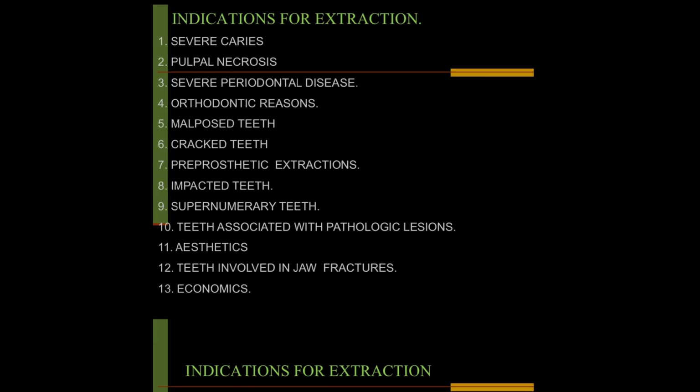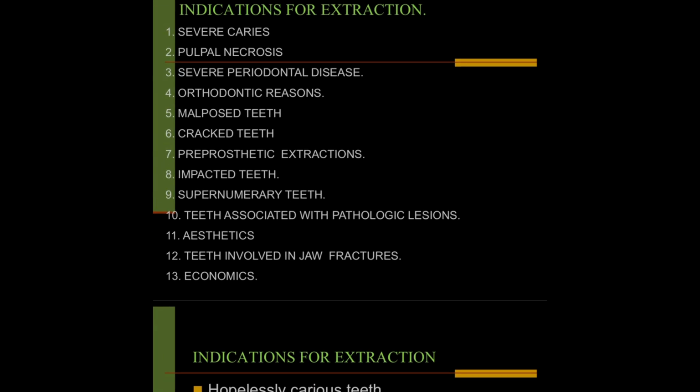Now comes indications for extraction. When are we supposed to do extraction? When there is severe dental caries that cannot be restored by restoration or through RCT, then we go for extraction. Or there is pulpal necrosis, or severe periodontal disease. As you know, in case of grade 3 mobility, we usually take out the tooth. If the furcation is involved, then we take out the tooth.